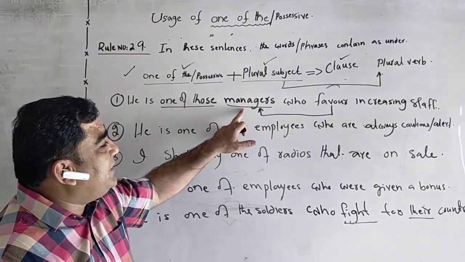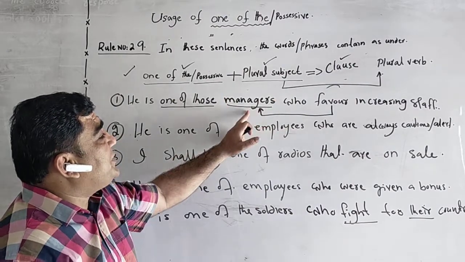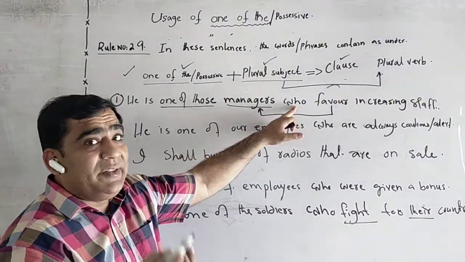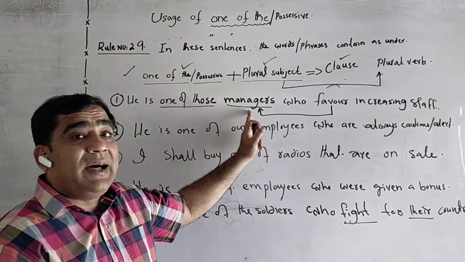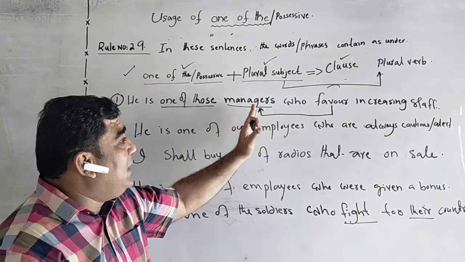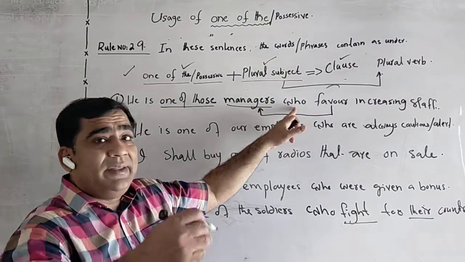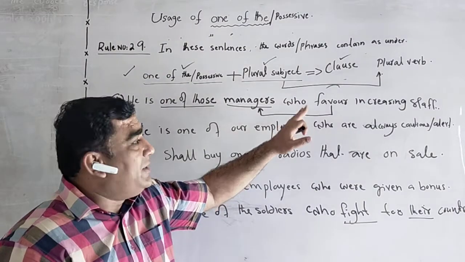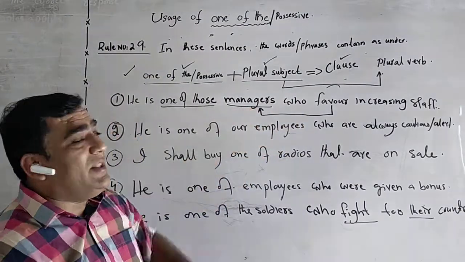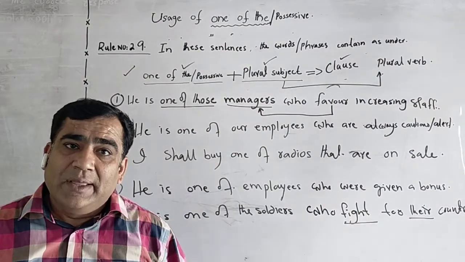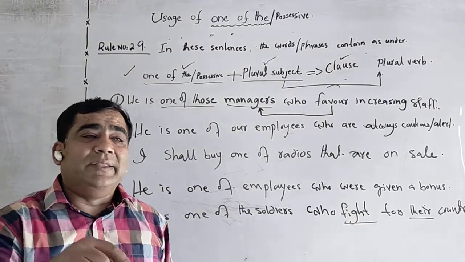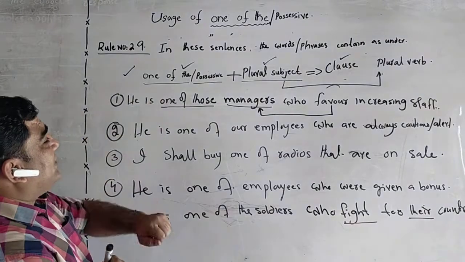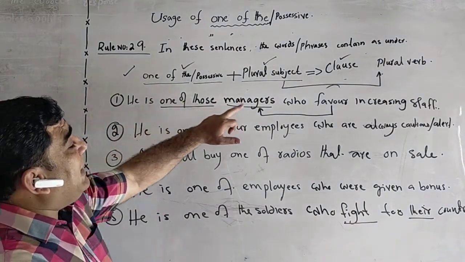So managers is here. According to this word the clause starts, then we have to see the last word before the clause starts. Who, which, that, what: when these start, we have to see whether that word is singular or plural. Then we have to agree with that, not with "one of the." He is one of those managers.